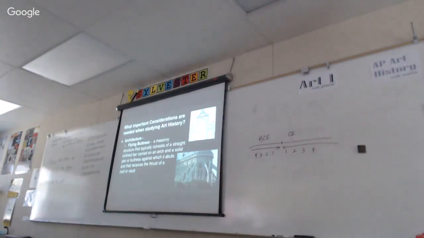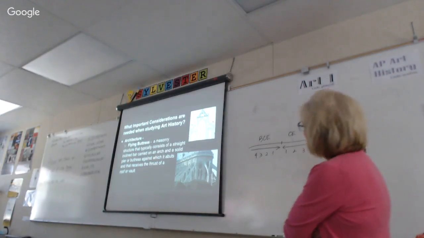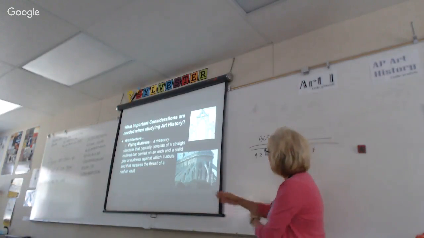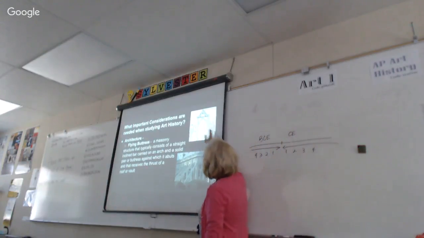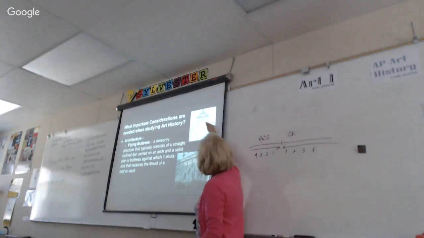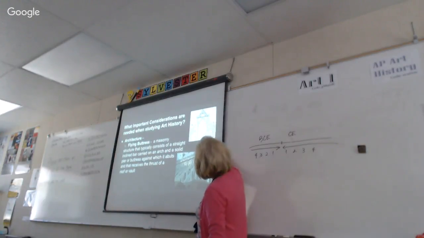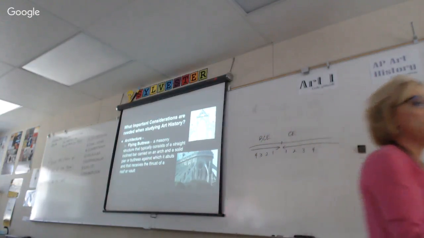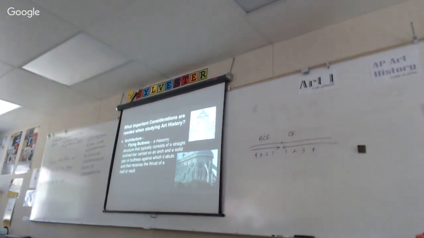And then flying buttresses, very important for any kind of Gothic style, mostly done for churches. It was the ability to build these braces outside the sanctuary that took the weight of the roof and the walls so that they could have the large stained glass windows. So there's a reason why things develop. And that's it on that.